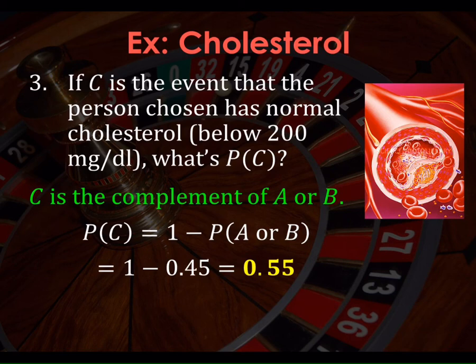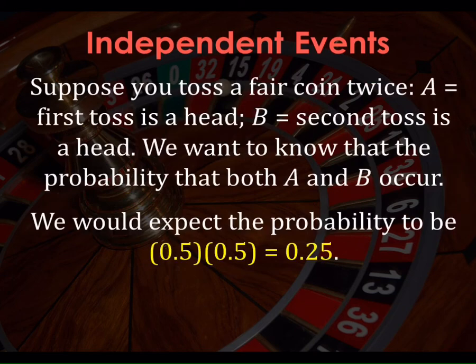Okay, you could have also figured out that whatever's left from the first 2 probabilities has to be the people that are under 200. So that's basically the informal way of doing the same calculation.